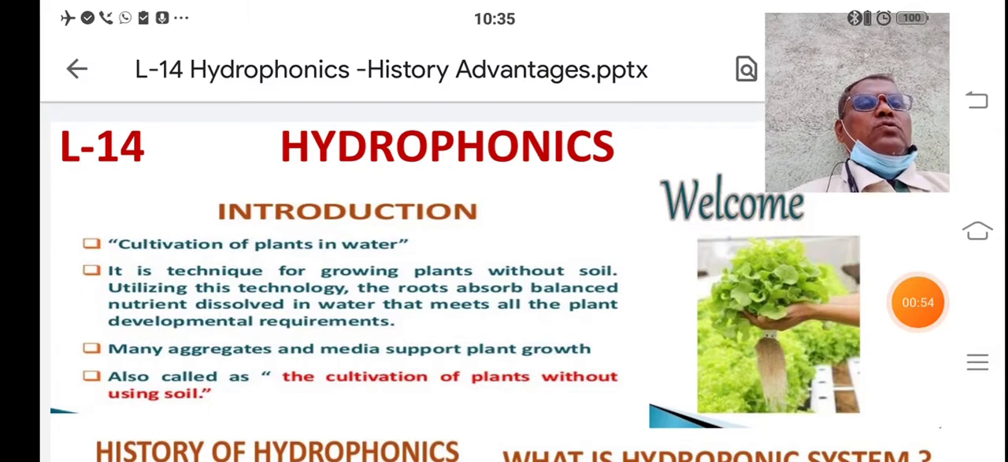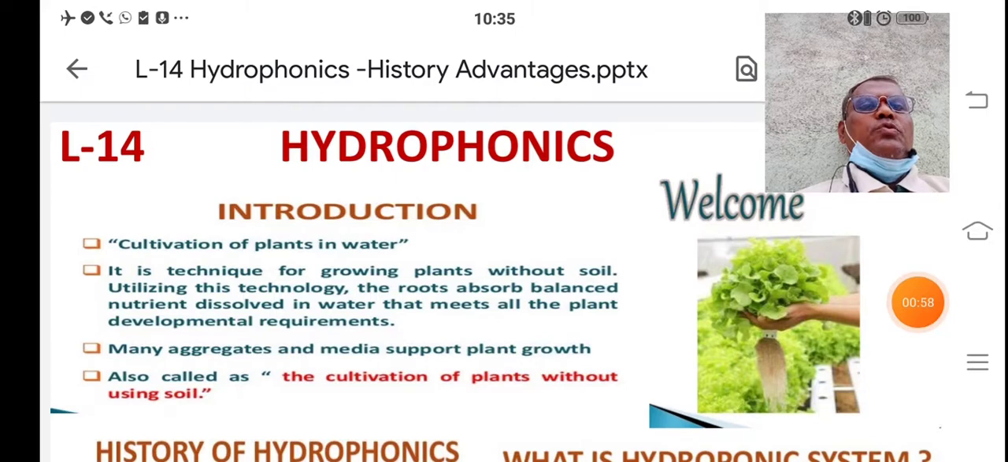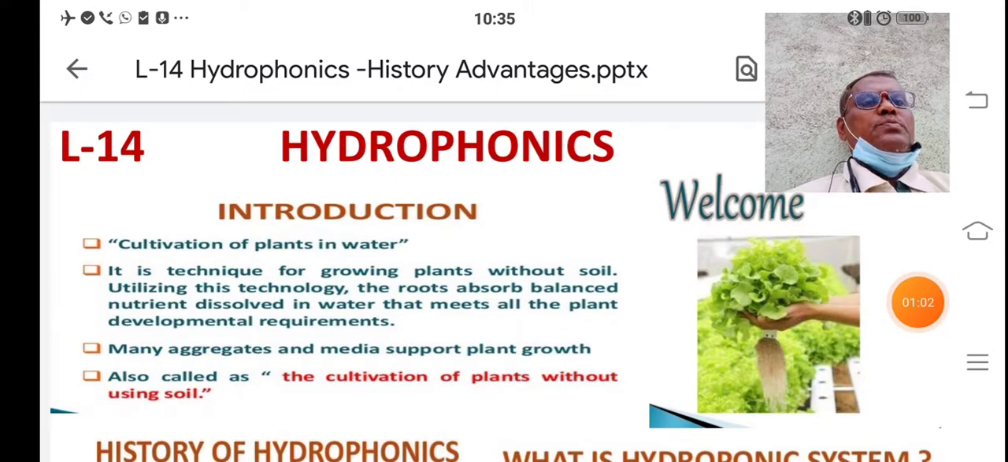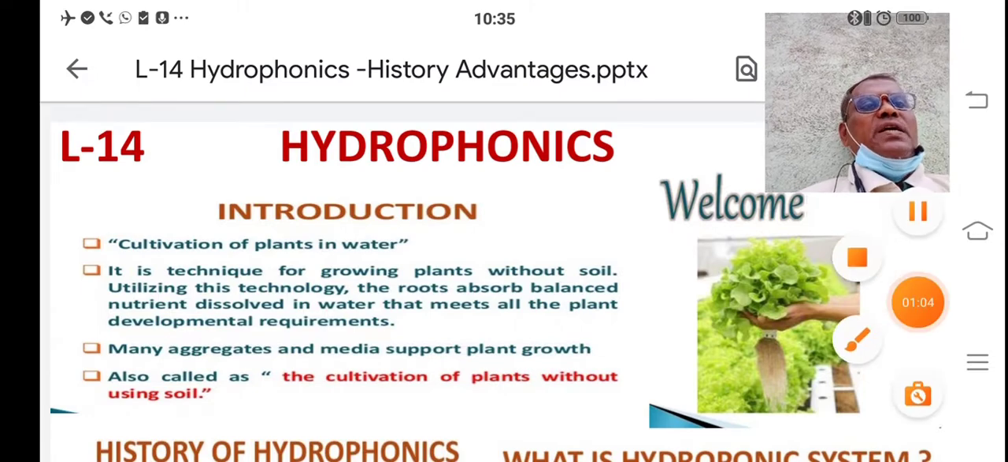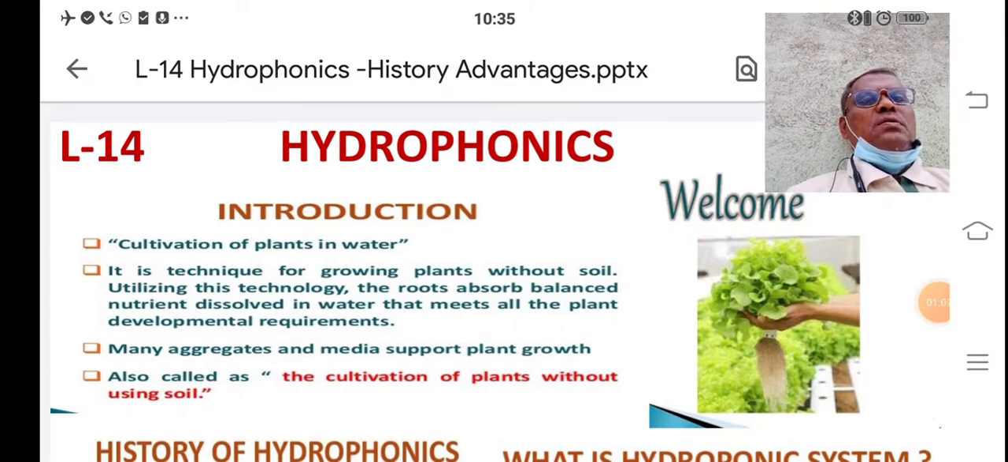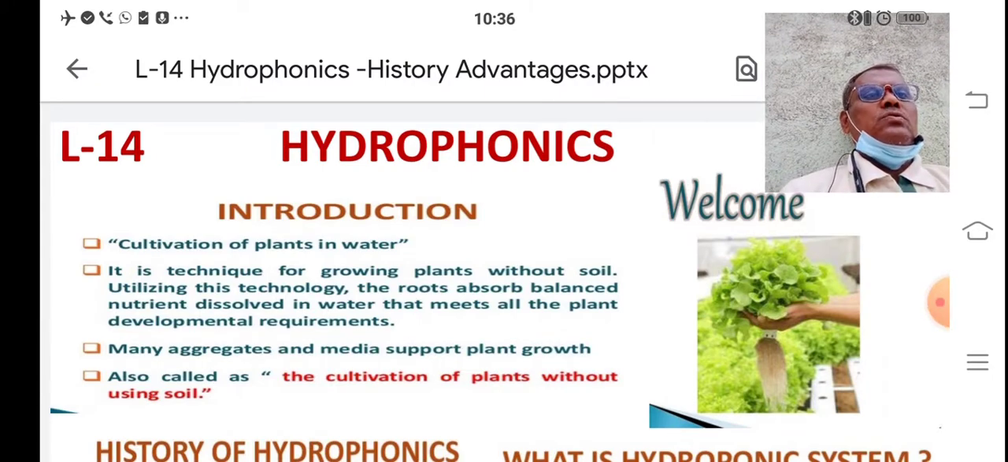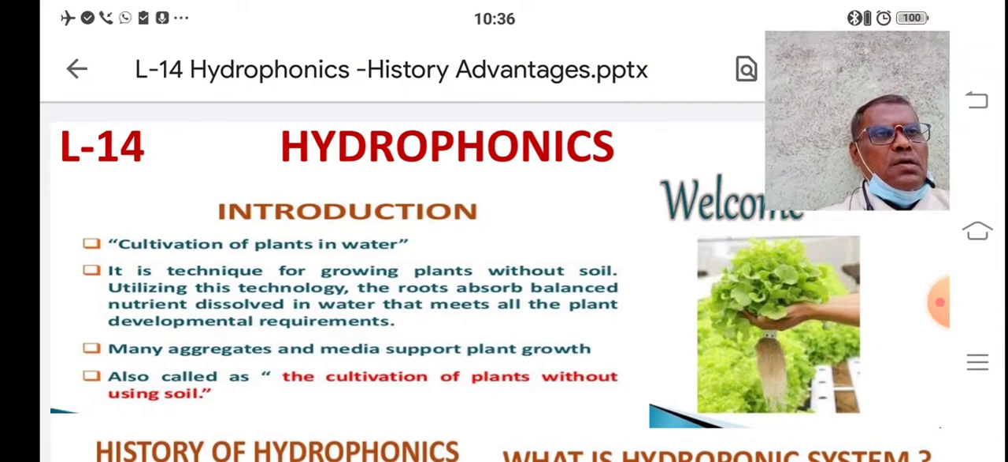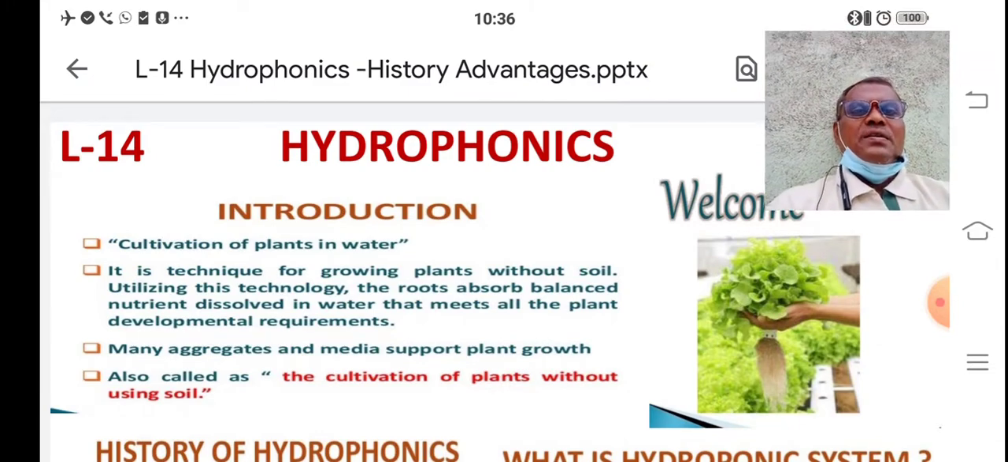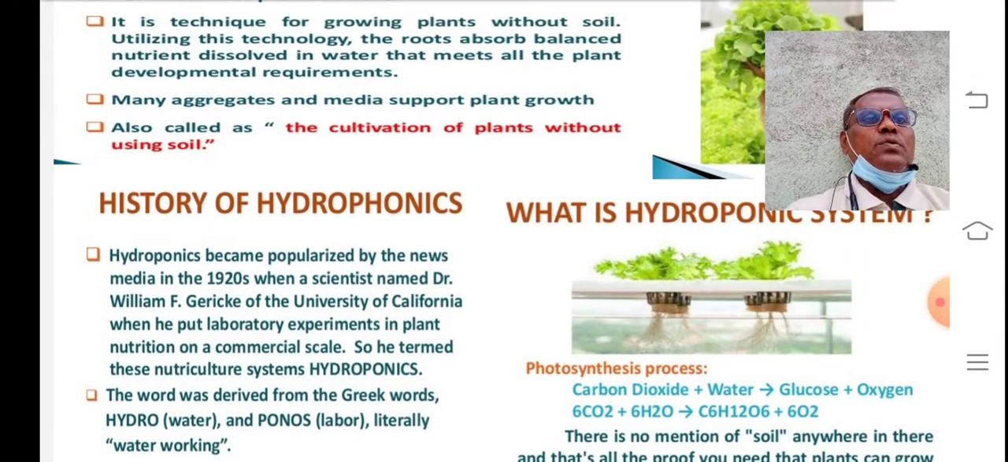So nowadays this technology is supporting plant growth, and it is producing mass production. Mass means large. It is also called the cultivation of plants without using soil. So you remember this proper concept, and it is a very specific one.